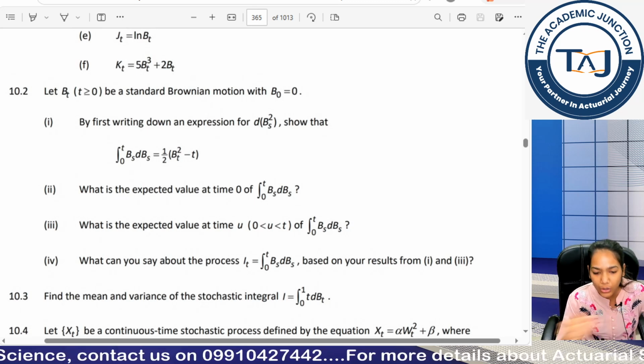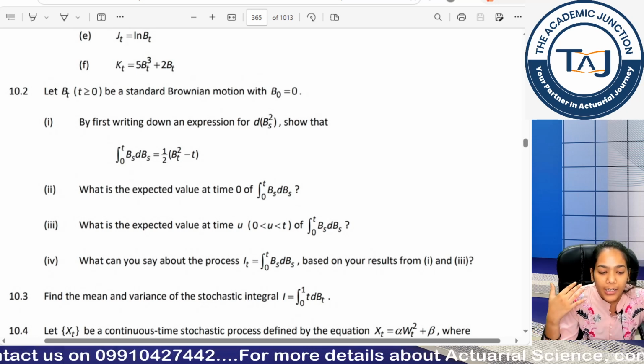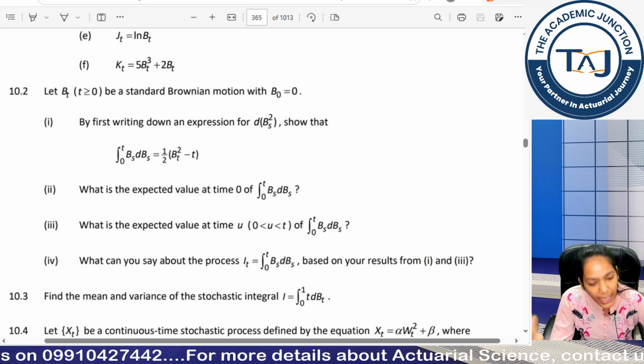Why? Because we have a lot of integration, we have a lot of subscript and superscript, and we have to type that simultaneously while thinking of the answer.